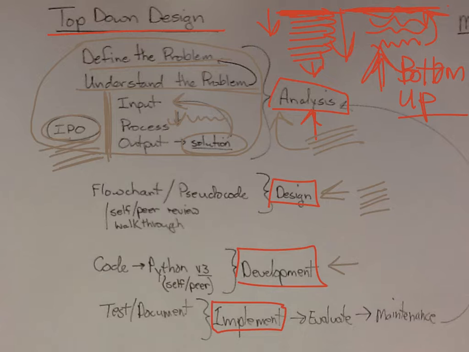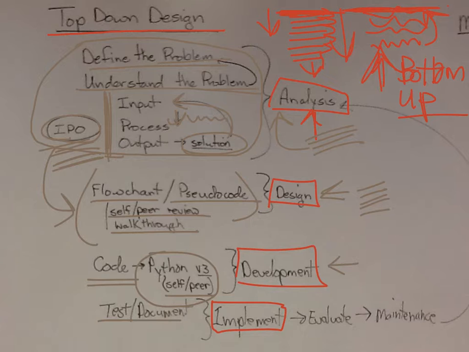Once you're pretty sure you understand that, then you can go to the next step and design the solution using flowcharts and pseudocode. Have self and peer reviews of your design. You can walk through your design to make sure it works. Then you can write the code. We'll be writing in Python version 3. Get people to self-evaluate it and do a peer evaluation. Make sure you have it working.